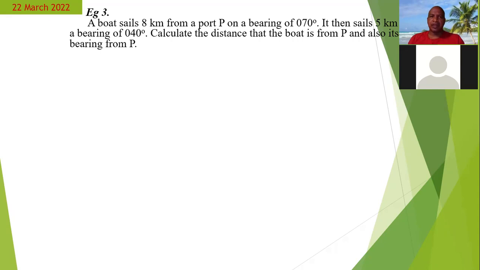We're going to read through this question, try to construct a diagram for it, and then do the calculation required. So a boat sails 8 kilometers from a port P on a bearing of 70 degrees. It then sails 5 kilometers on a bearing of 40 degrees. Calculate the distance that the boat is from P and also its bearing from P.